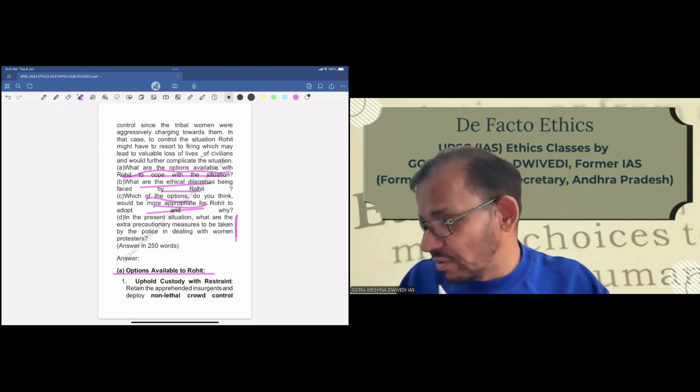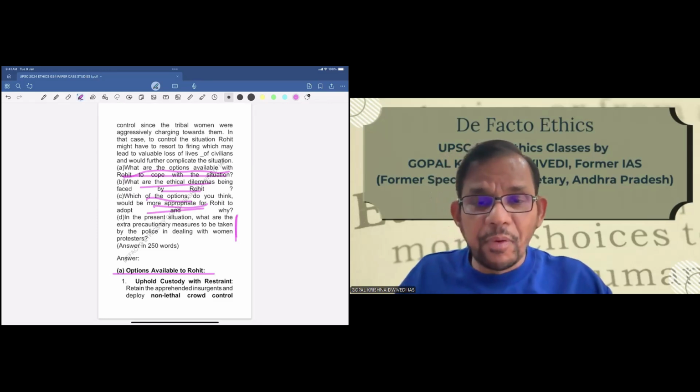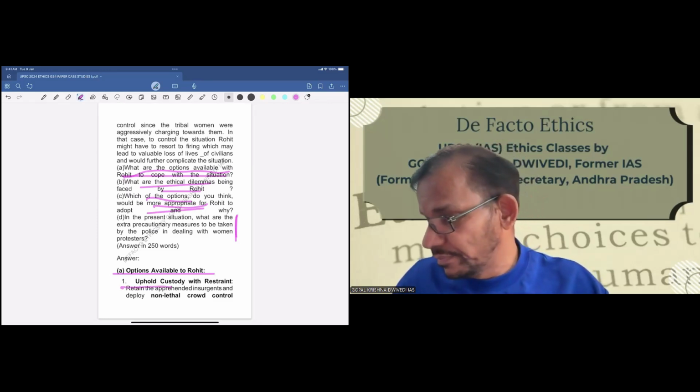So now let us try to understand what are the options available to Rohit. First is uphold custody and restraint.